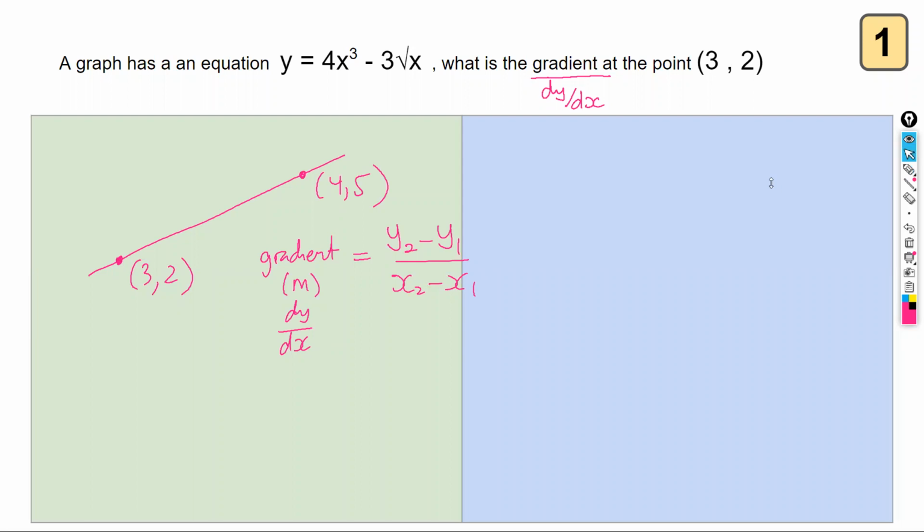Now, a straight line, right? The gradient is the same at each point. Like if a person is walking up this line, the gradient never changes. The steepness never changes. So finding the gradient of a straight line is pretty simple. That's why it has such an easy formula.